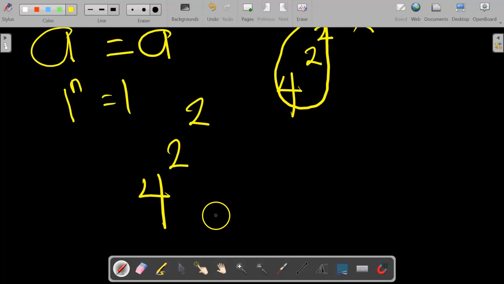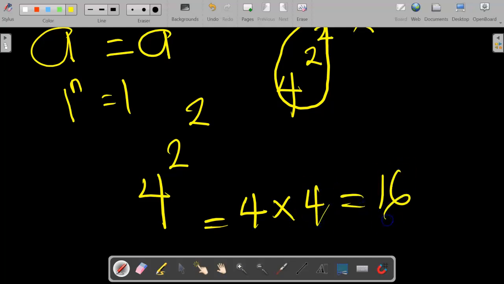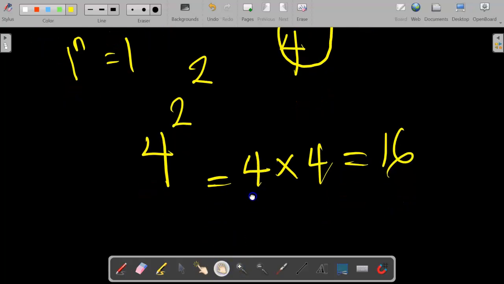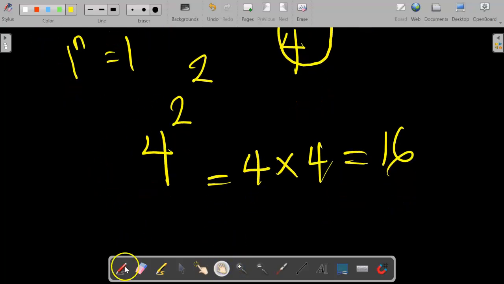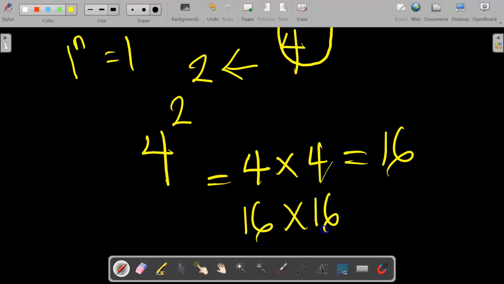the power of 2. Now, what is 4 raised to the power of 2? That is 4 times 4, and that gives 16. Now, we are going to raise the 16 by this power. So we have 16 times 16, and the answer to the problem is 256.